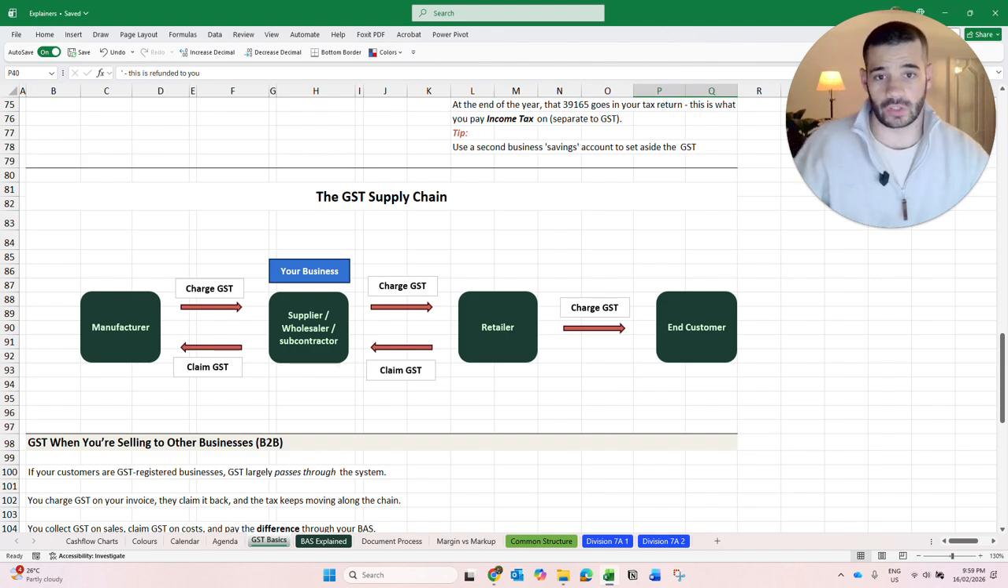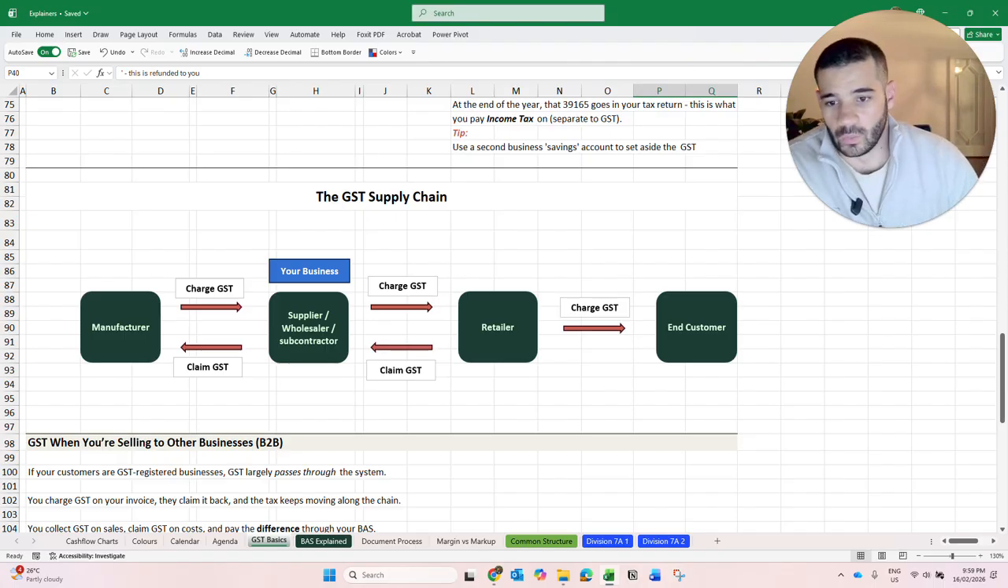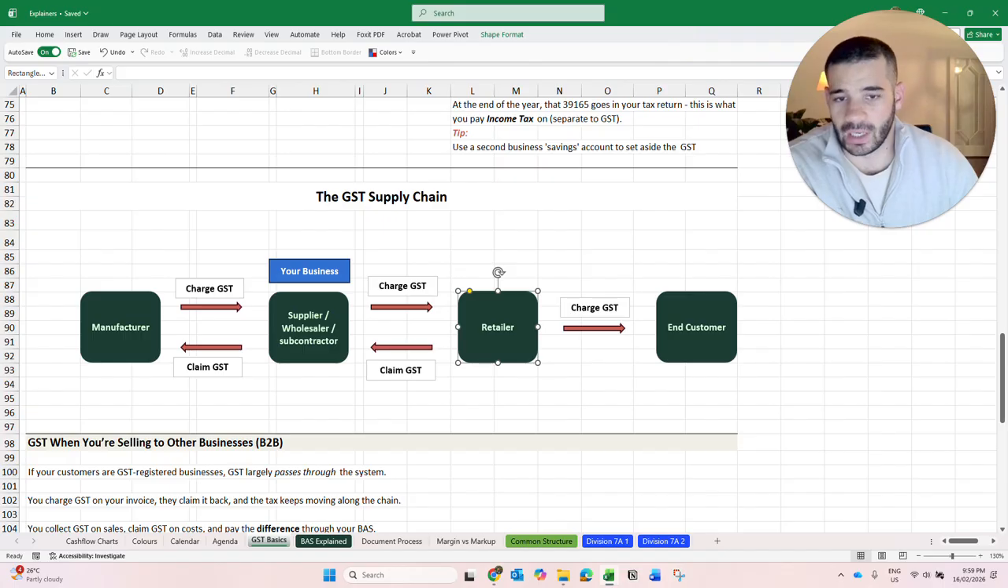So when we go to the shops and we buy our groceries, or we go shopping and we buy some clothes or something like that, we are the end customer and we pay the GST. But everyone else in the middle kind of just passes it down and only really pays the GST on the margin that they make.